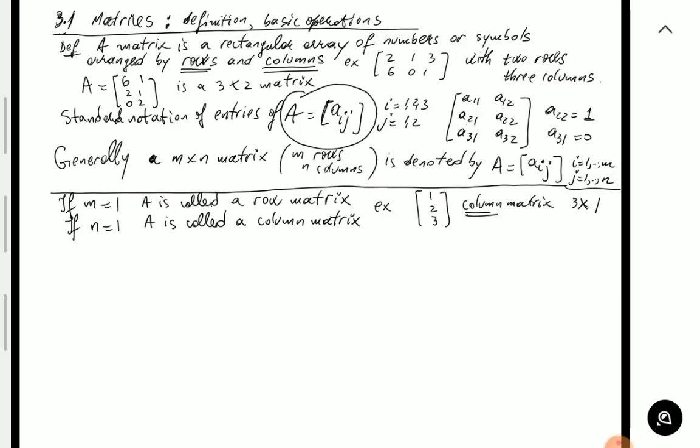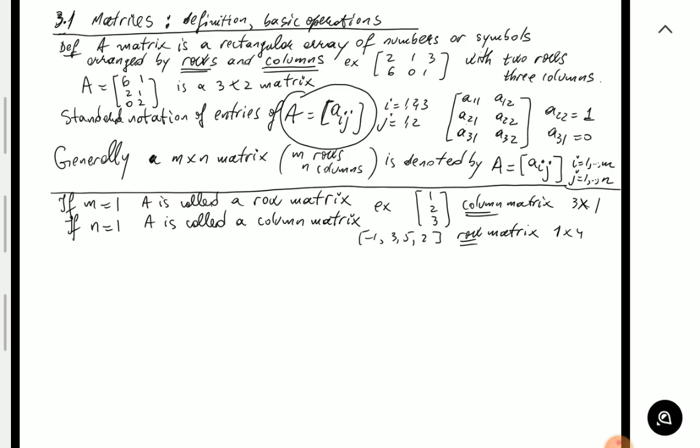Or if it's a row matrix, let's say minus 1, 3, 5, and 2, that is going to be a row matrix, which is basically 1 by 4, right? I mean one row, which again does not need to be specified because we already mentioned it's a row matrix, and instead it has now 4 columns.